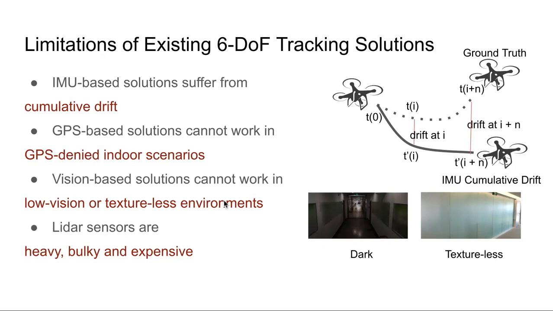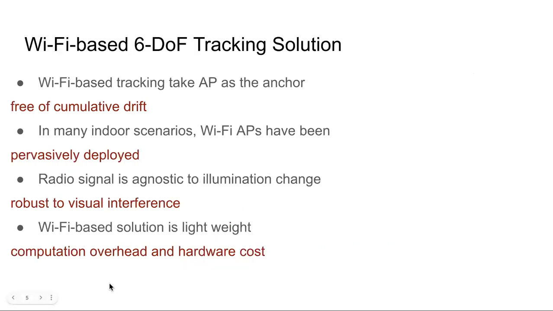LiDAR sensors are pretty heavy and bulky and expensive, which hinders the wide use of these sensors. So in order to push these limits, the authors propose to use Wi-Fi, for the following reasons. First, Wi-Fi-based tracking takes the access point, AP as abbreviation, as the anchor, as the reference point. Therefore, it is free of cumulative shift.